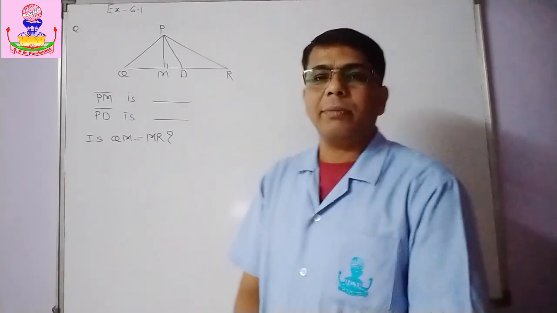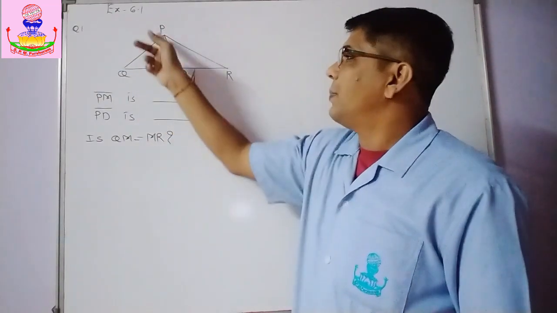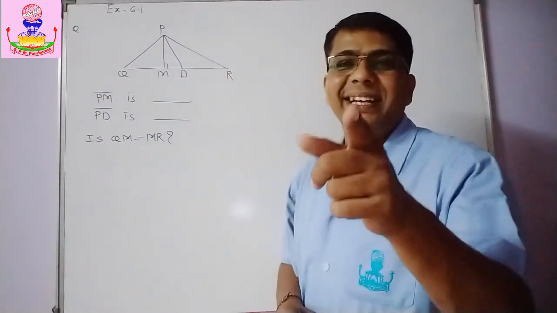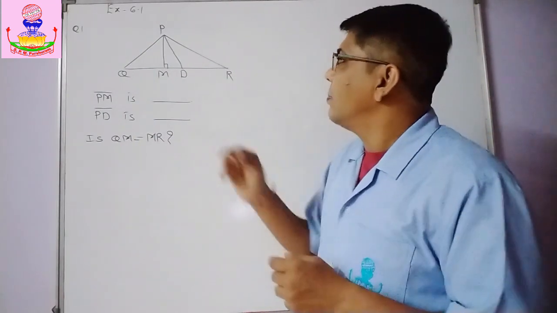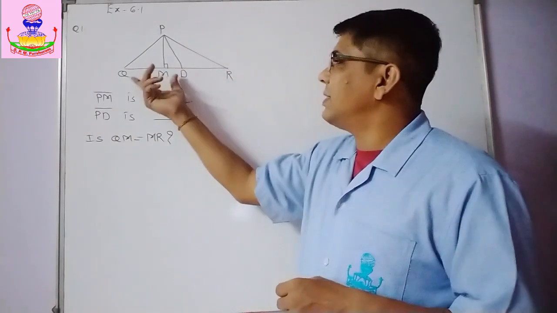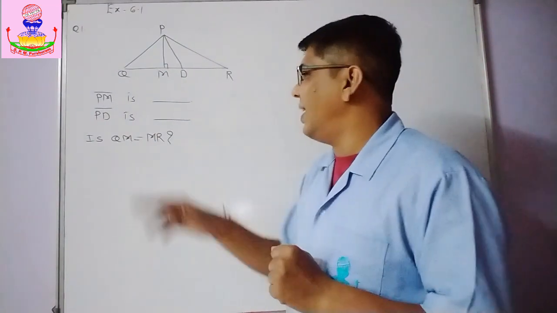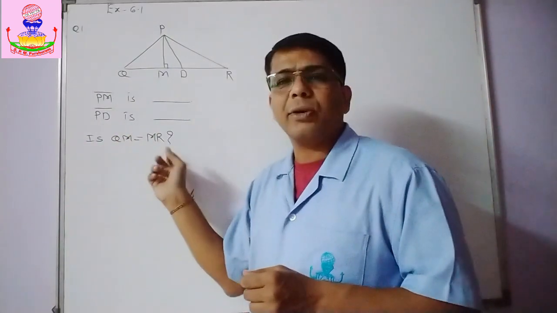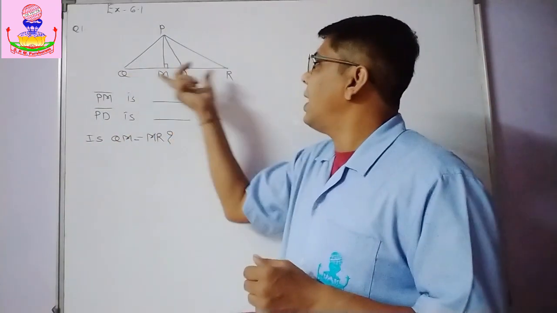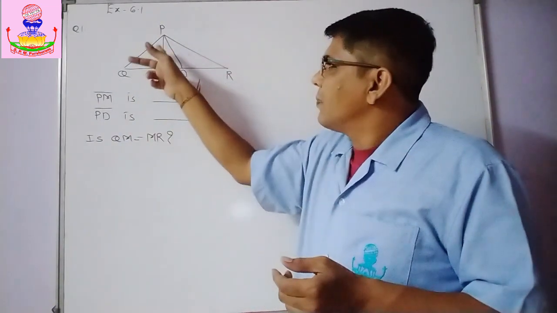Now exercise 6.1, question number 1. So this is the triangle PQR. PM is, oh yes, see the 90-degree sign, it is the altitude. And PD is, you measure this, you will come to know, it is the median. Now the next question is QM is equal to MR. This is QM and this is MR. Are they equal? Not necessary, they are not equal.